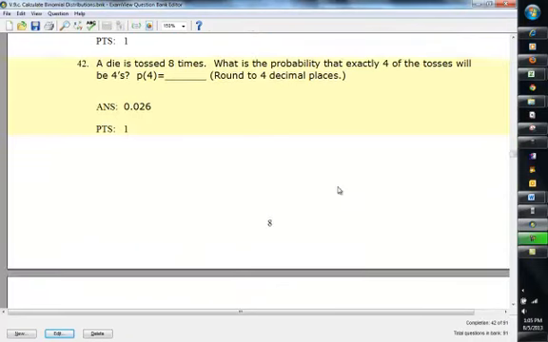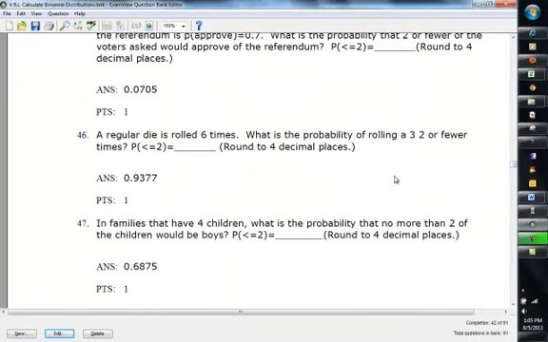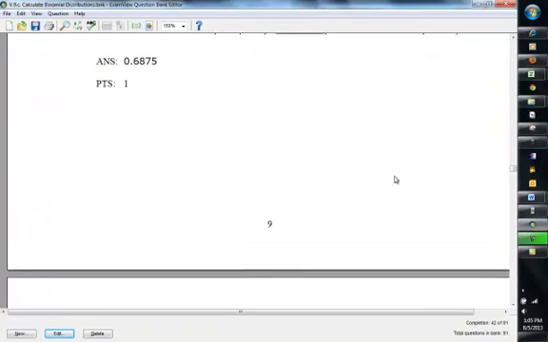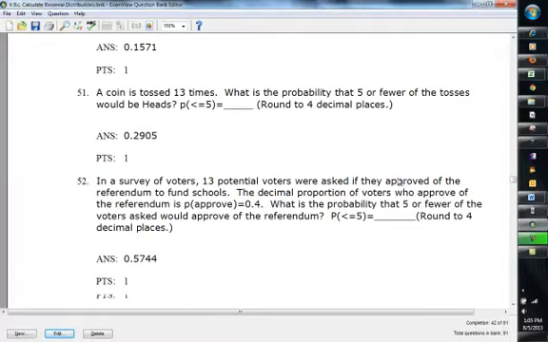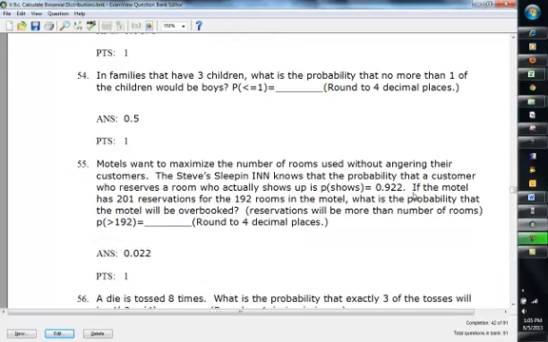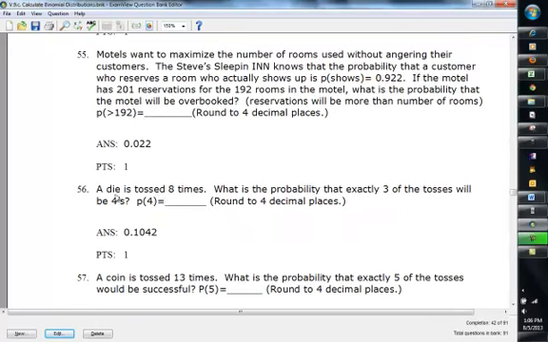A die is tossed 8 times. Oh, let's do a different one. We got the die is the only question left, I believe. A regular die is tossed 13 times. What's the probability of rolling 3, 5, or fewer times? Oh, we already did that one. Let's do this one. A die is tossed 8 times. What's the probability that exactly 3 of the tosses will be 4s?